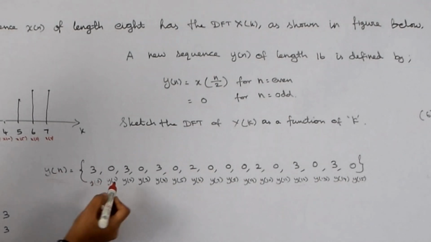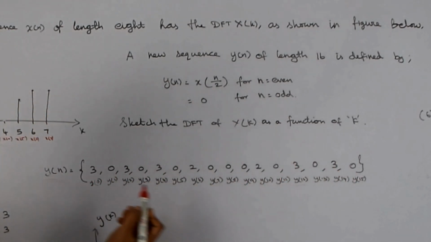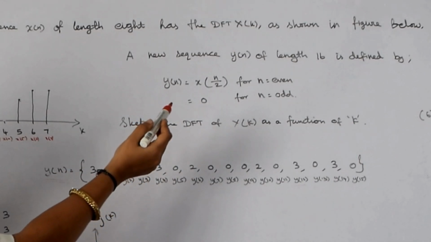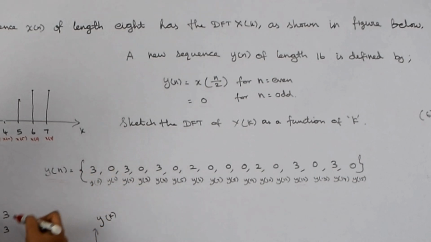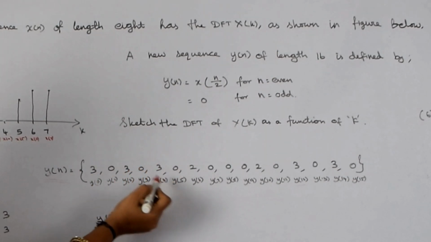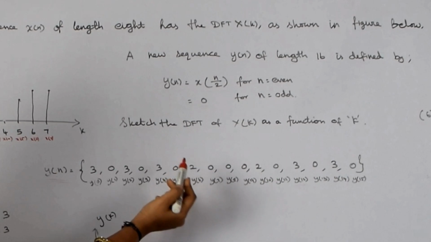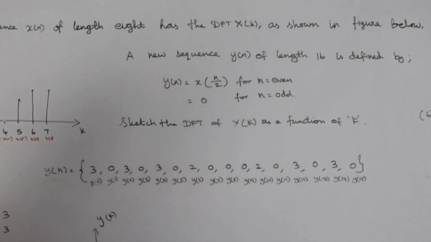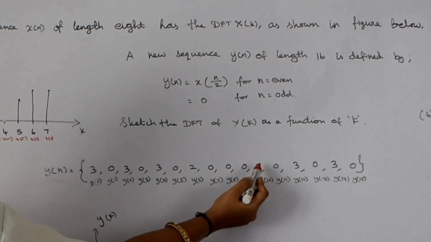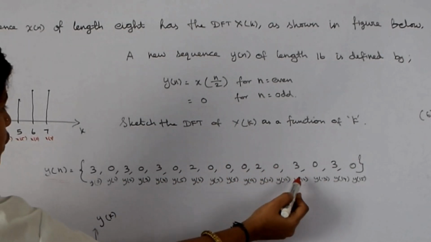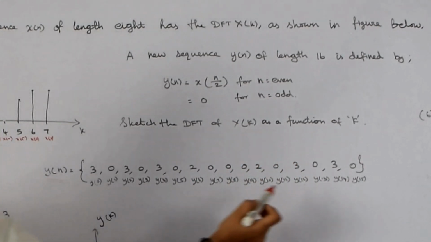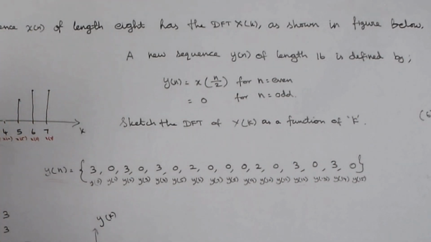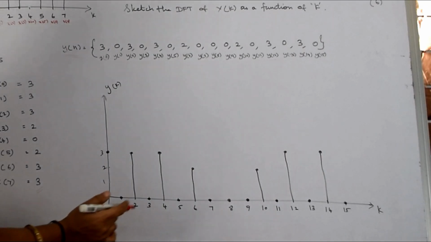Y of n is equal to y of 0 to y of 15. And what is the value of y of 0? 3. Y of 1 is odd value, so I am substituting 0. Y of 2 is 3, y of 3 is 0, y of 4 is 3, y of 5 is 0, y of 6 is 2, y of 7 is 0, y of 8 is 0, y of 9 is 0, y of 10 is 2, y of 11 is 0, y of 12 is 3 and y of 13 is 0, y of 14 is 3, y of 15 is 0. So we are going to sketch this one.